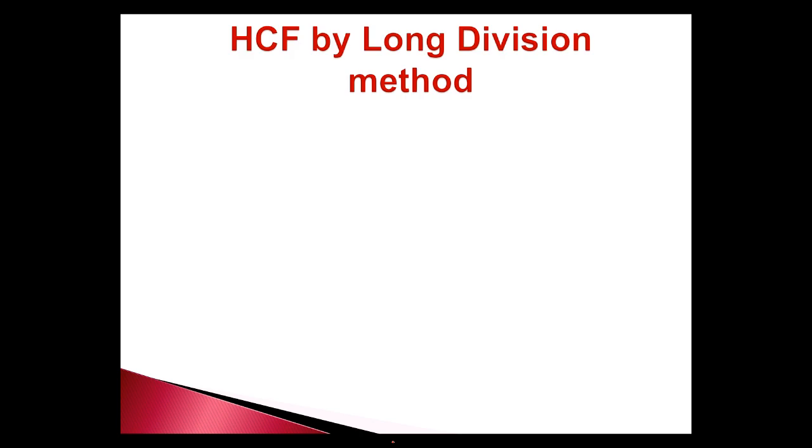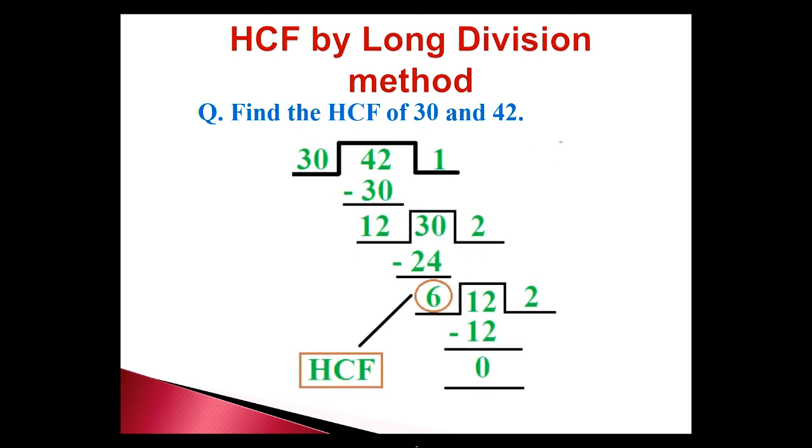Now we are going to find HCF by long division method. How will we find it out? Let's check. Here we have to find the HCF of 30 and 42 by using long division method. This is an example of long division method. 30 is our divisor and 42 is the dividend.